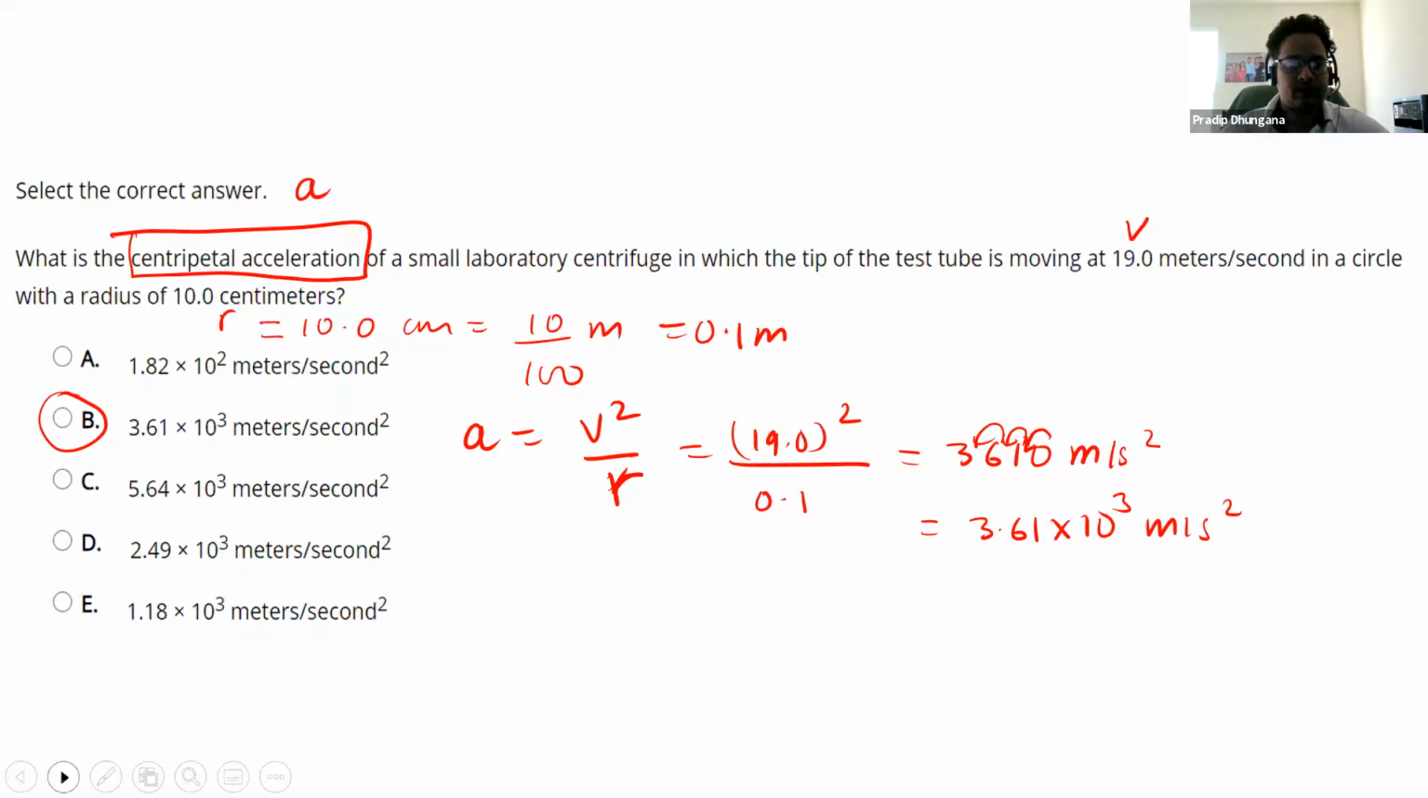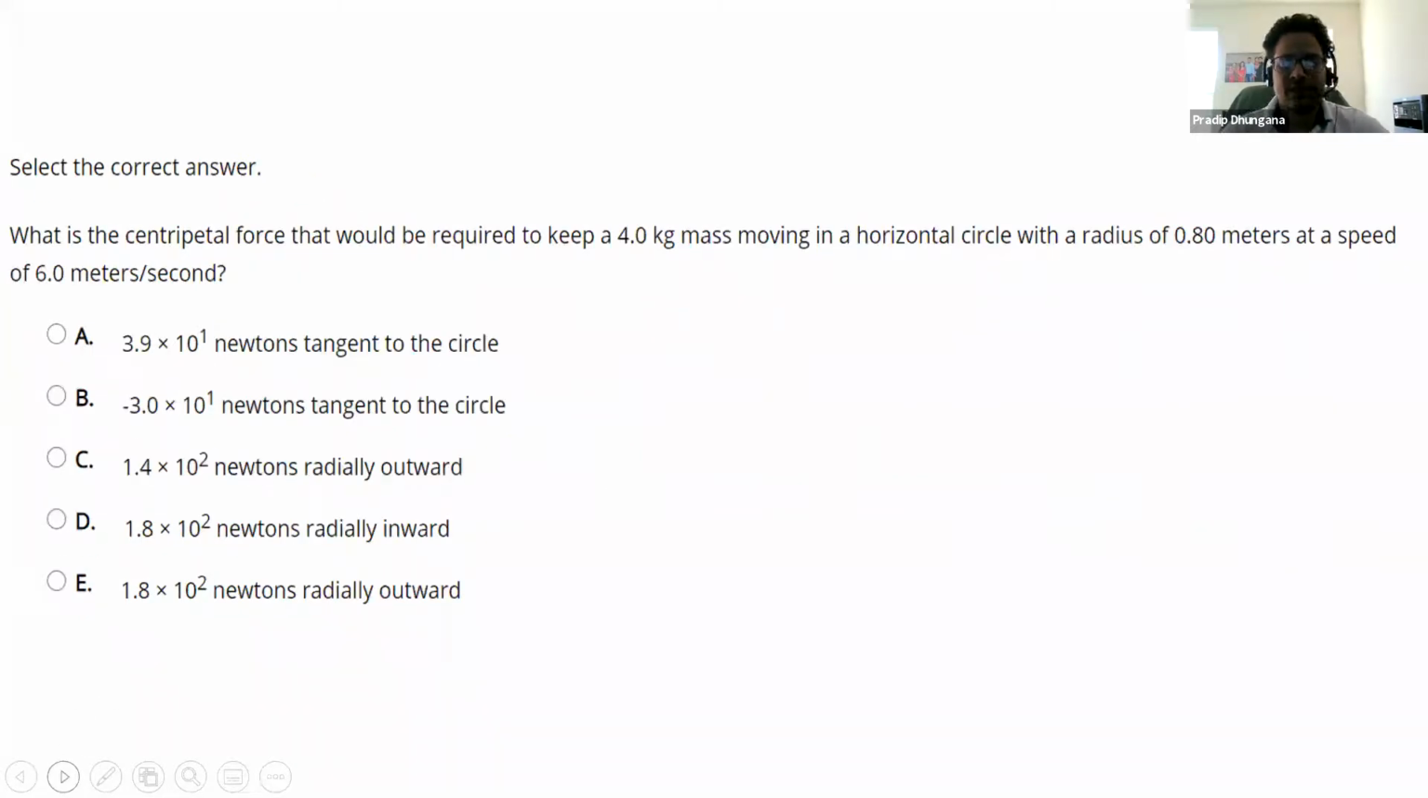Now let's go to the next question. This question is exactly similar to the previous question, but this time we have to calculate centripetal force. That's the only difference. Let me read the question. What is the centripetal force that would be required to keep a 4 kg mass moving in a horizontal circle with a radius of 0.80 meters at a speed of 6 meters per second? We have to calculate centripetal force. Mass is given, radius is given, and velocity is given.